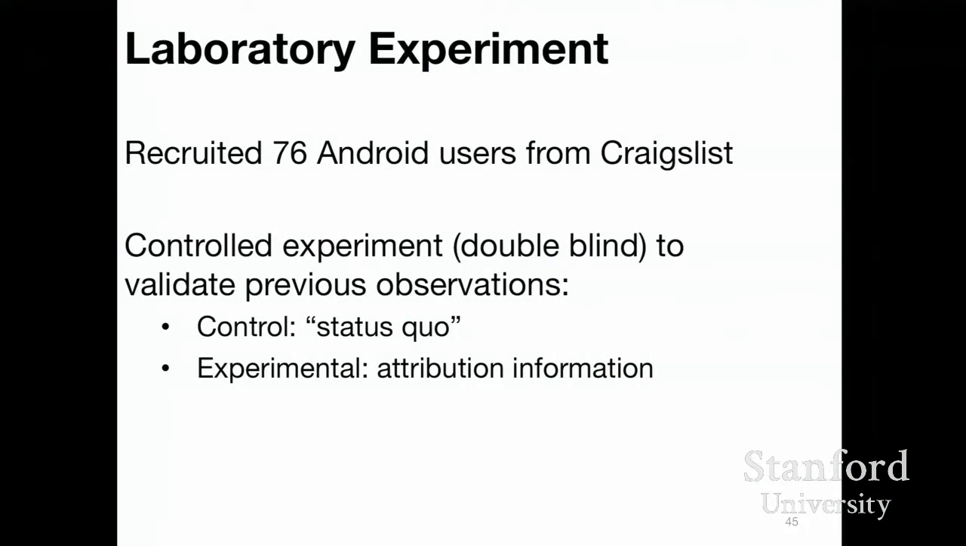So we did a laboratory experiment where we basically implemented all these attribution features. We did one in the settings panel and one in the notification bar in our experimental condition to provide attribution information for misbehaviors. Then we had a control condition, which was just a stock version of Android. It was double blind. We didn't know which phone people had until after the experiment.